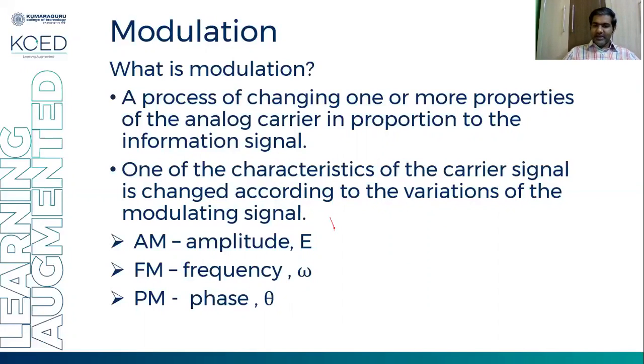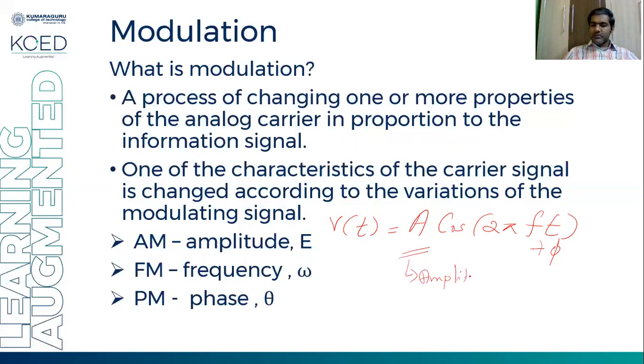So you know the standard equation for a signal. Let us take V of t. So V of t is a standard signal. If I write a sinusoidal signal in terms of cos, I will have it as A cos 2 pi f t. So it is a continuous wave modulation. So what properties you can change with respect to your carrier? Any signal will have three properties. A is nothing but your amplitude. f is nothing but your frequency. And phi is nothing but your phase.